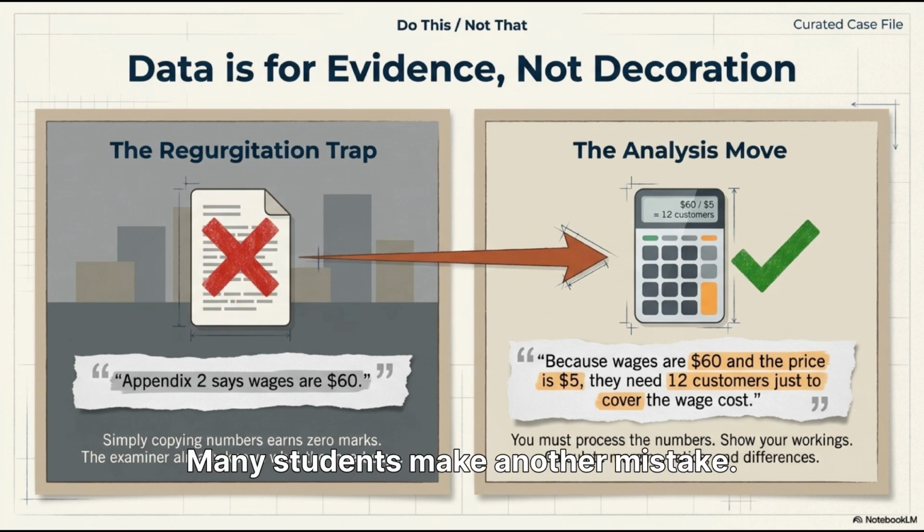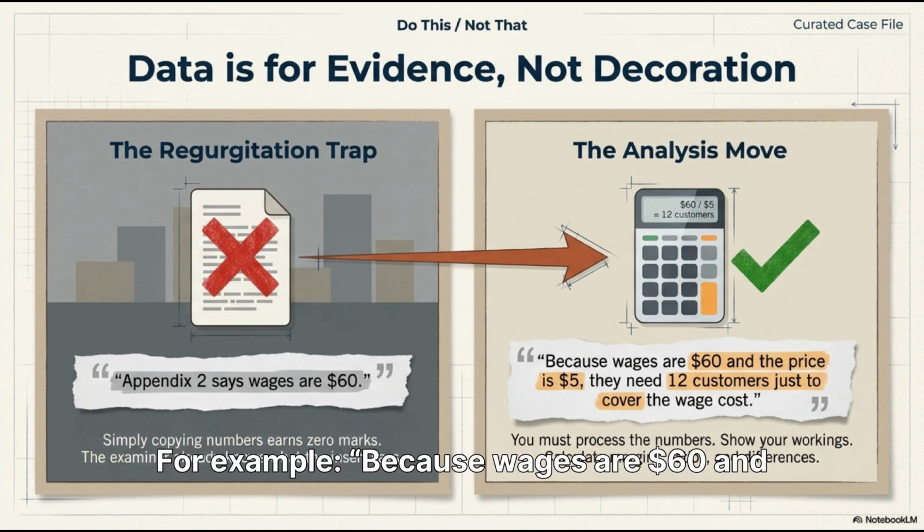Many students make another mistake. They copy numbers from the case without doing anything with them. For example, they might write, Appendix 2 says wages are $60. That is not analysis. That is just copying. The examiner has already seen the insert. You do not earn strong marks by repeating numbers without processing them. Instead, you need to use the numbers as evidence. For example, because wages are $60 and the price is $5, the business needs 12 customers to cover the wage cost.